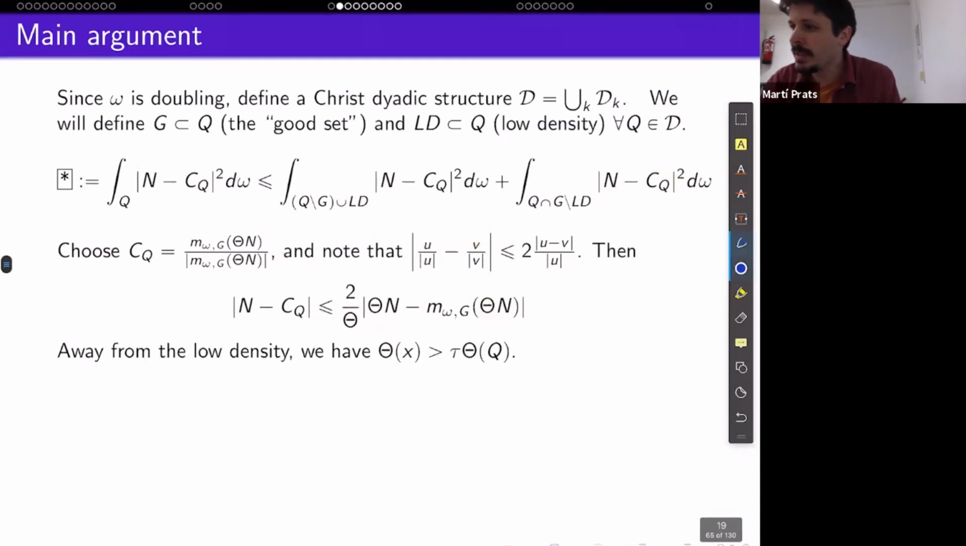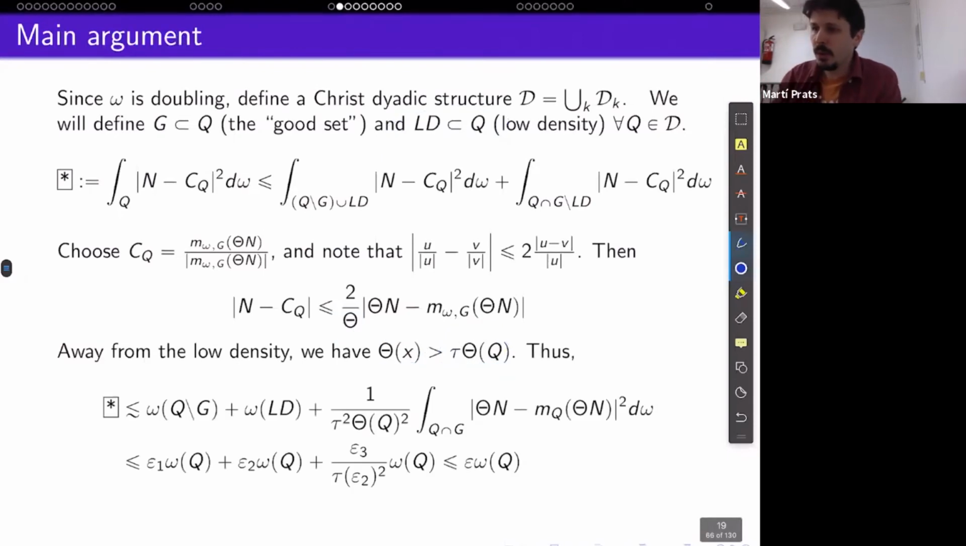Now, away from the density, what do we have? We have that theta is greater than tau times the density of the cube. This will be just the definition of the low density set, so that in the complement, this happens. So this means that here theta can be replaced by this thing.